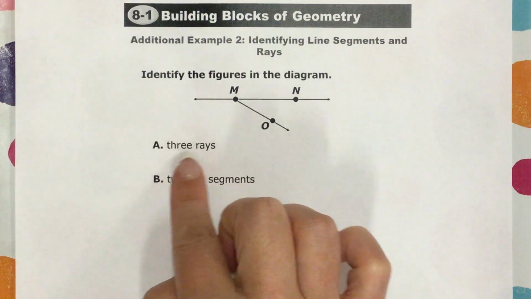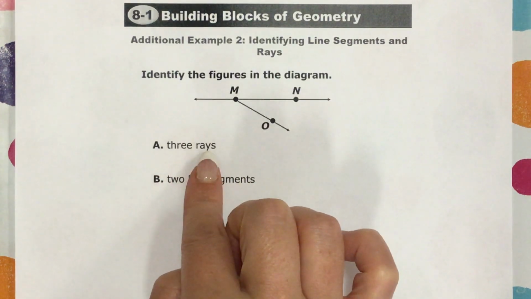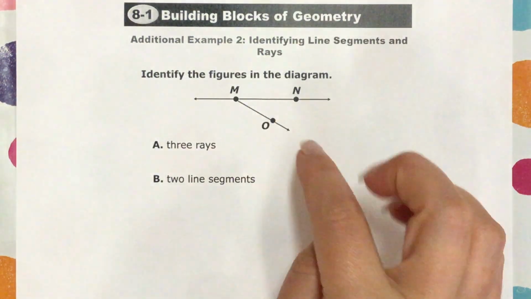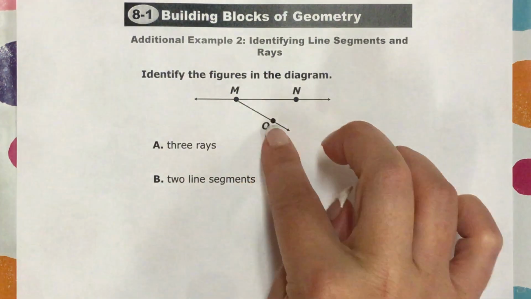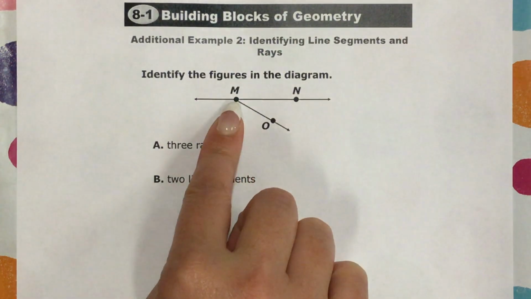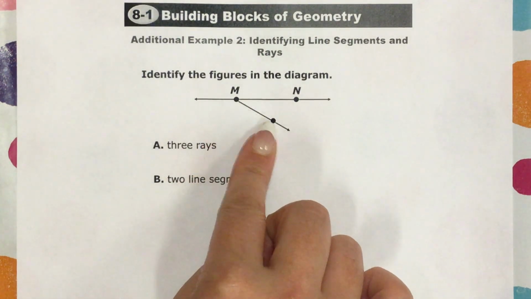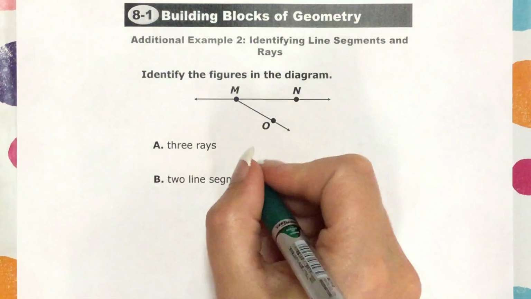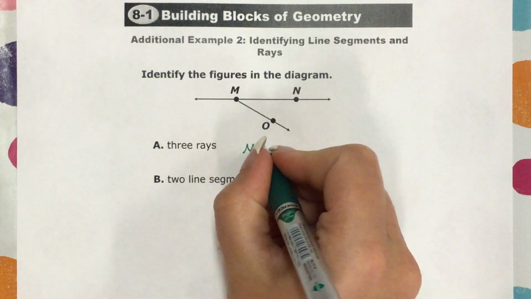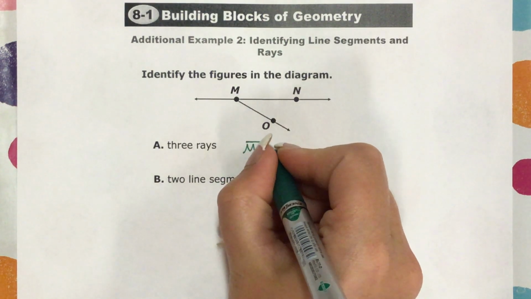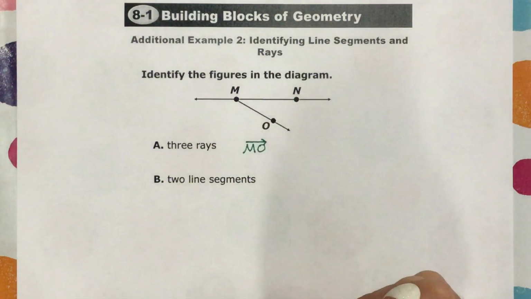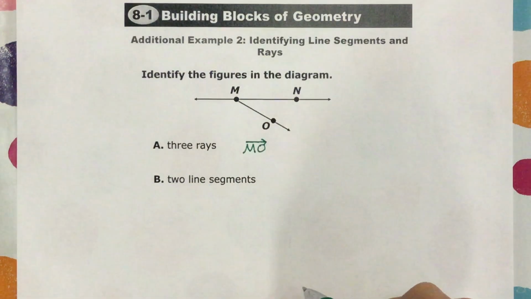So with this diagram, it's asking us to find three rays. All right, cool. So one ray I see is an obvious one, MO. And M is the endpoint, and then it goes on and on forever in this O direction. So we would write the symbol like this, MO, with the endpoint lining up with M, because M is the endpoint. So that would be one example.